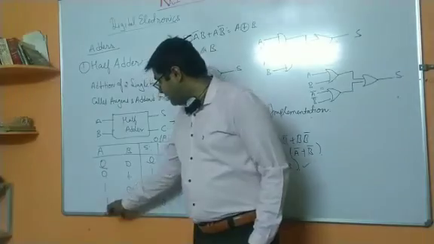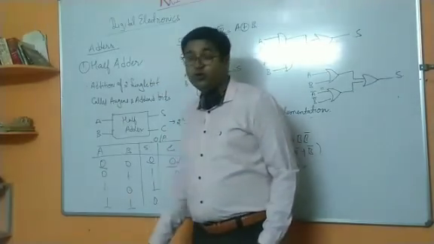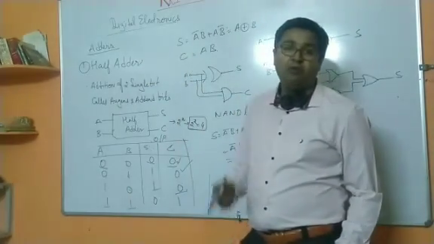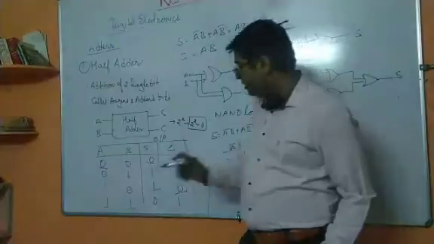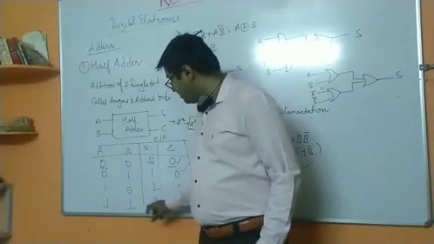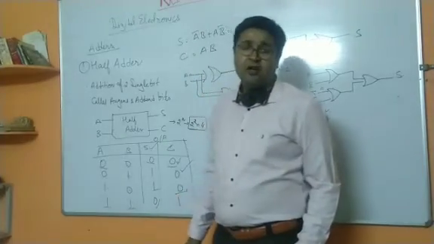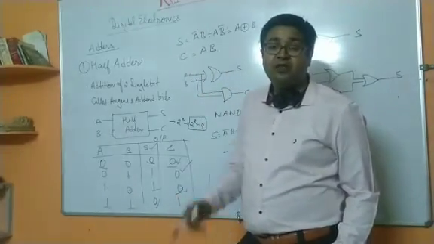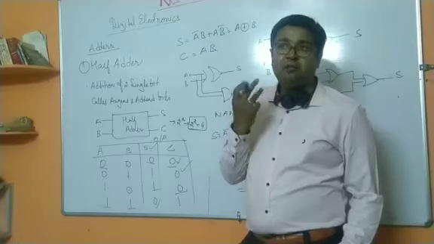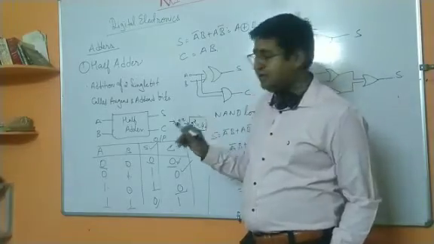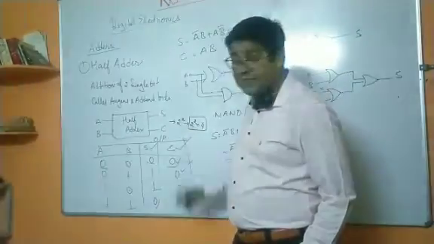Now, in the last scenario, when two inputs A and B are both at logical 1 state, 1 and 1 is there, so the output sum will be 0, because whenever we are adding two numbers, they will always carry a particular number, and that is designated as carry.